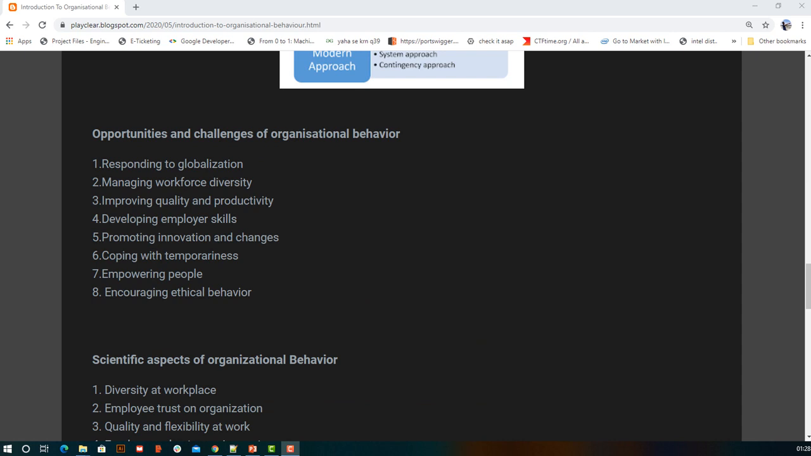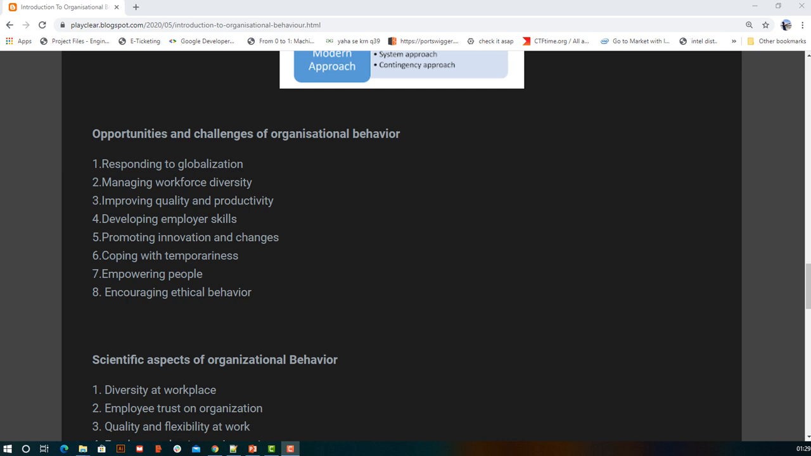Now next we have opportunities and challenges for organization behavior. The first is responding to globalization. When an organization expands, it sees that the culture is very different, the geographies are very different, the rules of the government, the working hours, the working nature of the people are very different. So there are n number of obstacles that come across, which they have to tackle properly to overcome any kind of issues to expand their branches across the globe.